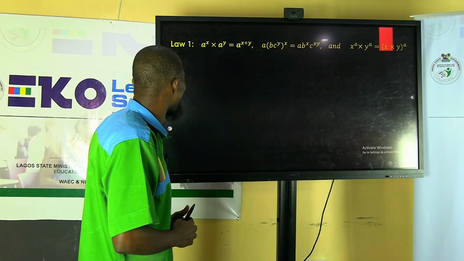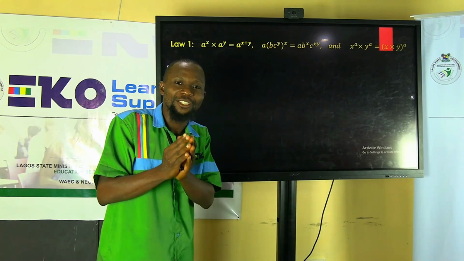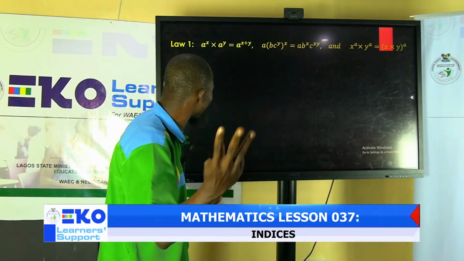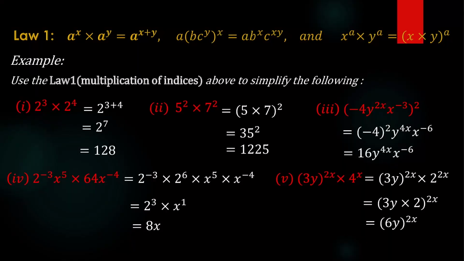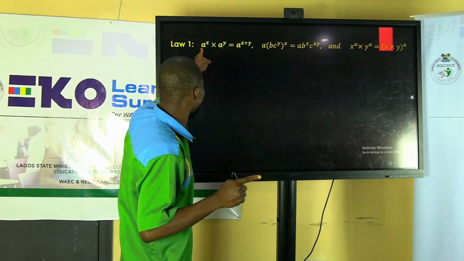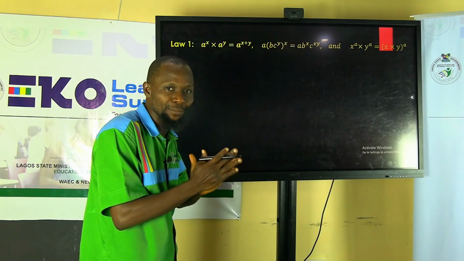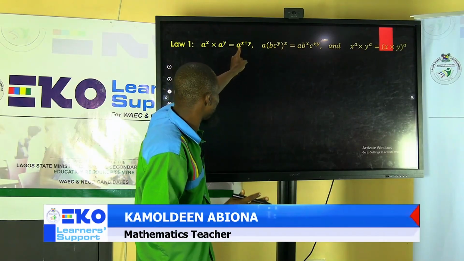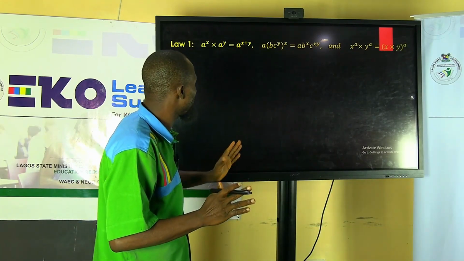So we have law 1. I've categorized all the laws under just 4 subheadings, though in your textbooks you may see other laws. Law 1: a raised to power x multiplied by a raised to power y. When you have base a with power x and base a with power y and you multiply them together, it will be a raised to power x plus y. Just add the powers together.